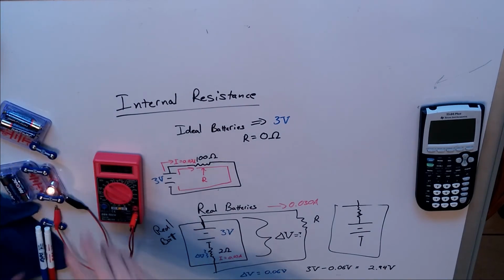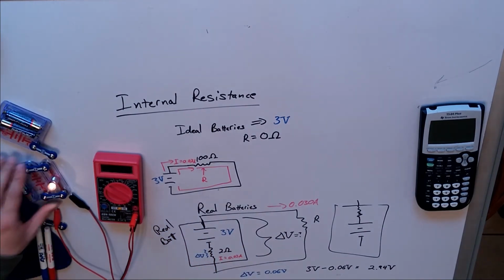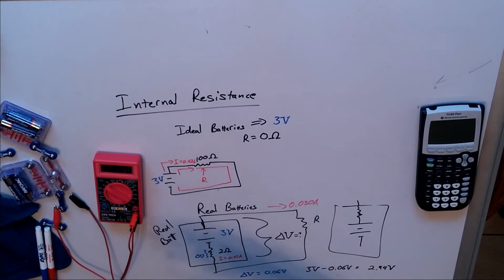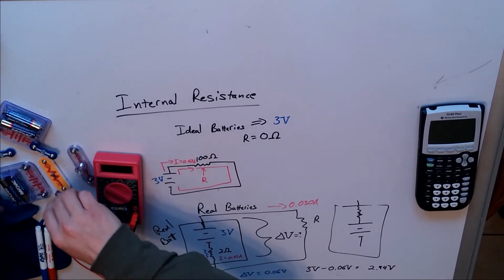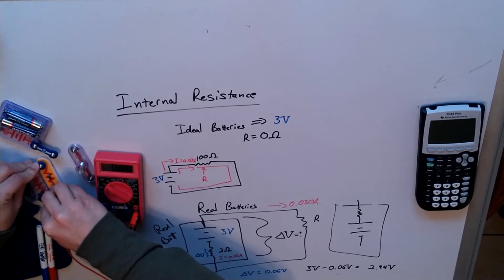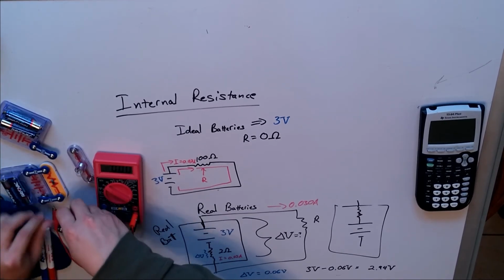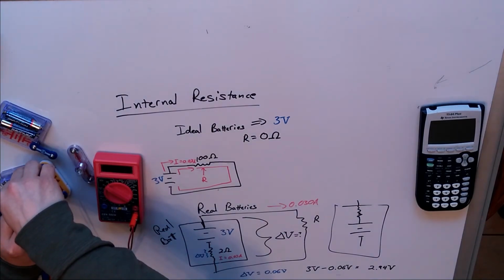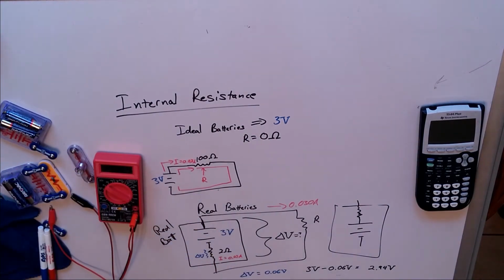2.86. Now, we could go through and we could try and find the actual internal resistance of this battery, but I don't actually want to do that because I don't know what resistor I've got here. I could bring in a known resistor, a 100 ohm, for instance. We end up with the following. If I hook that up, now we're at 3 volts, almost exactly.